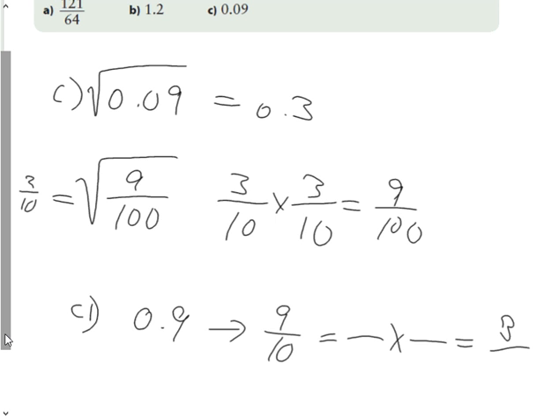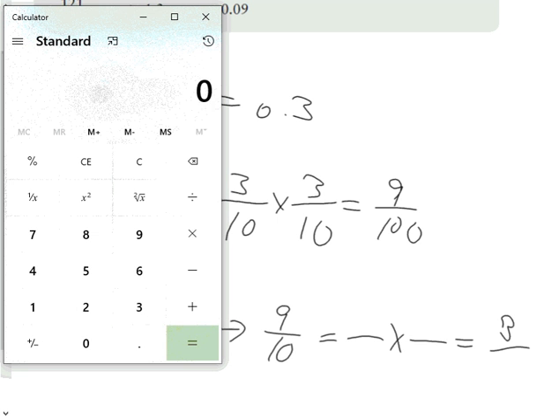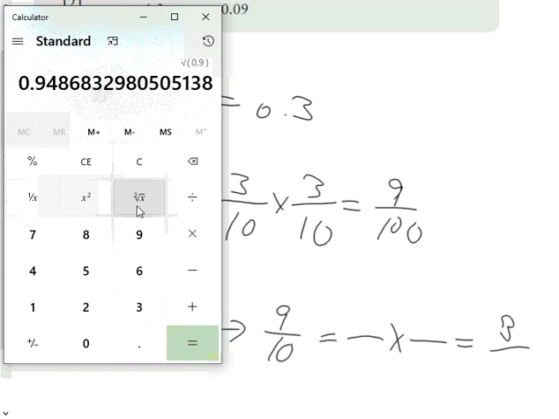And if I confirm what I just talked about with a calculator, the square root of 9/100ths is a terminating decimal, 0.3, but the square root of 9/10ths is an irrational number, right? That will not repeat ever. So 0.9 is not a perfect square, but 0.09 is.